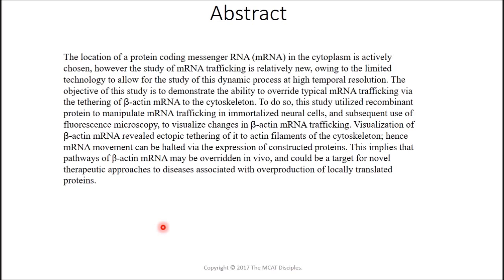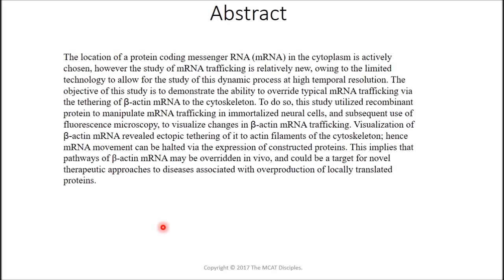To do so, the study utilized a recombinant protein to manipulate mRNA trafficking in immortalized neural cells and subsequent use of fluorescence microscopy to visualize changes in beta-actin mRNA trafficking. Alright, thus methods. Visualization of beta-actin mRNA revealed ectopic tethering of it to actin filaments of the cytoskeleton. This data, hence, mRNA movement can be halted via the expression of constructed proteins as conclusion. That was data analysis and data. And then we had conclusion.